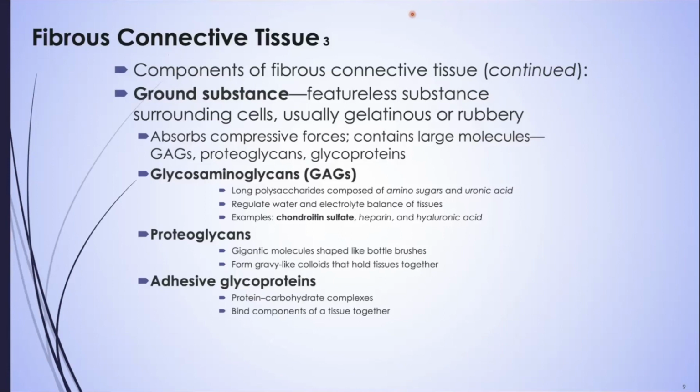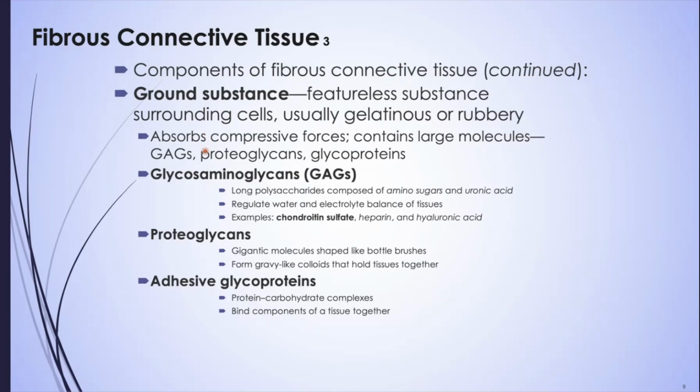So your ground substance. We're basically hitting all the vocabulary here. Ground substance is the substance surrounding cells. It's usually gelatinous or rubbery. So it's not completely liquidy, but it's not completely solid. It is more of a gelatinous or rubbery consistency. What it does is help to absorb compression forces.